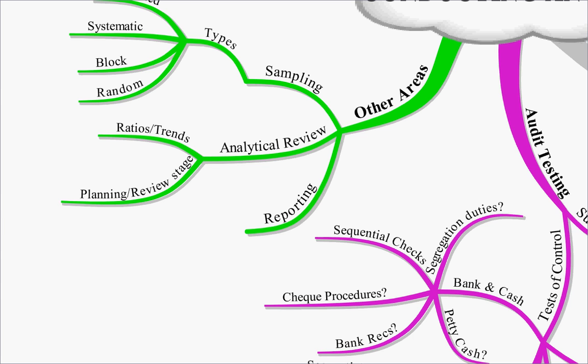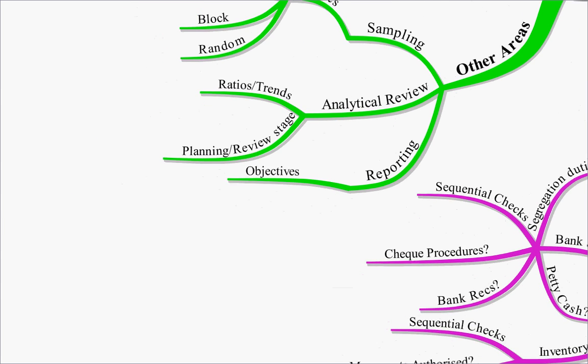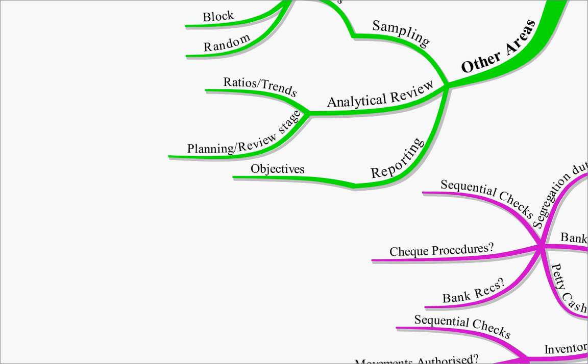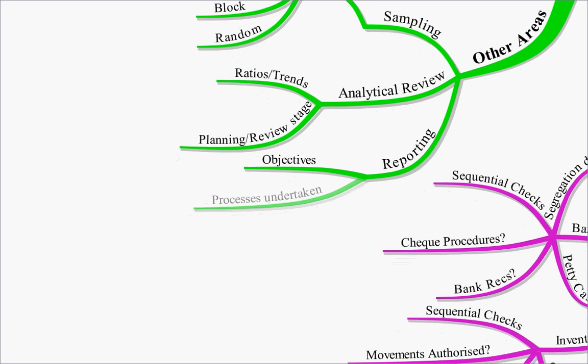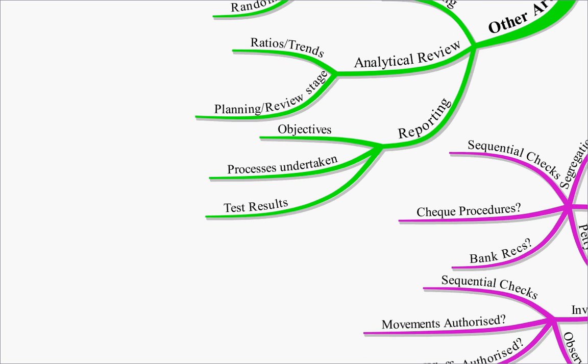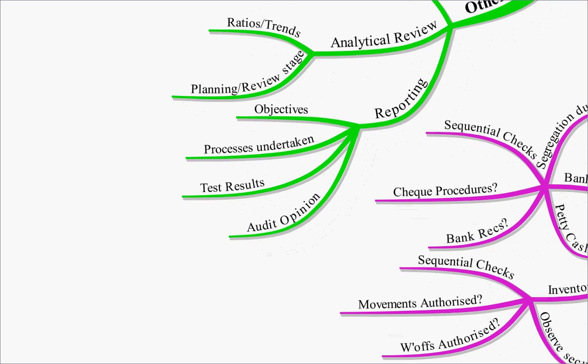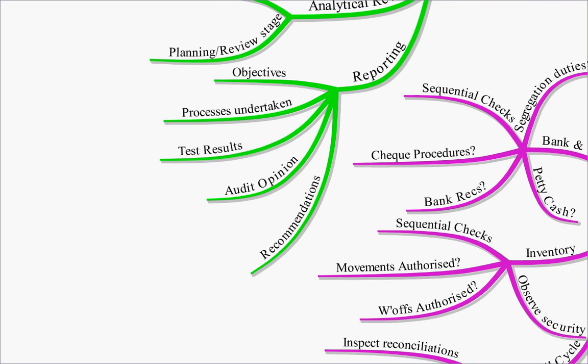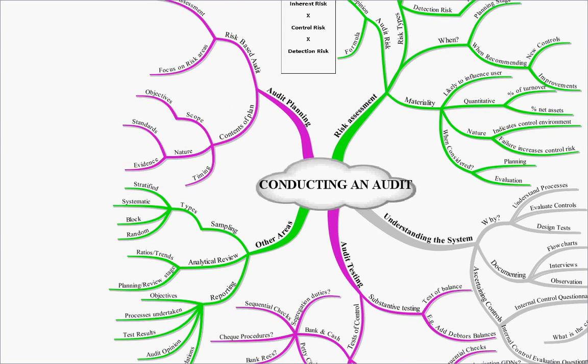For reporting then, we may have an audit report that includes our objectives first of all. It'll tell us the process that was undertaken to do the audit. It'll give us our test results. It'll express our audit opinion, and it'll give us some recommendations. So that was how to conduct an audit.